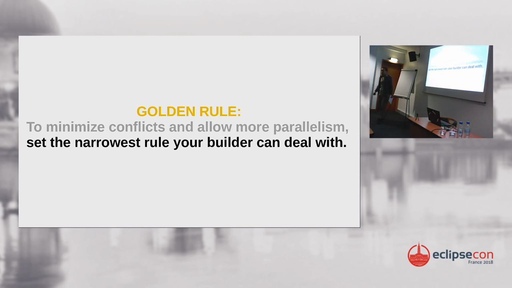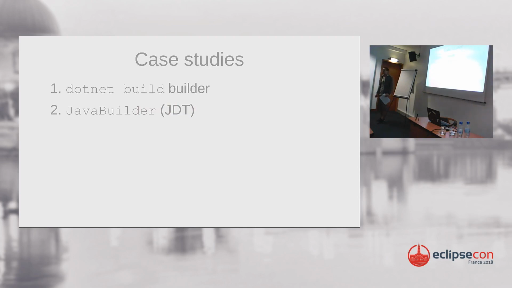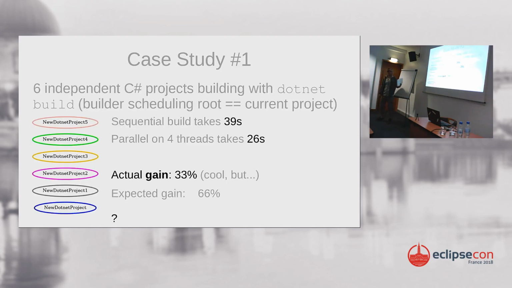Let's remind the golden rule these builders should have applied: to minimize conflict and optimize parallelism, the scheduling rules have to be as narrow as possible. We'll go for two case studies, and the second one will illustrate the issue with scheduling rules. The first one will be a .NET Build builder. We have 6 independent C# projects, and the builder invoked the .NET Build command line. Okay? The scheduling rule for a given project is the project itself, so there is no conflict between projects. They are standalone projects.